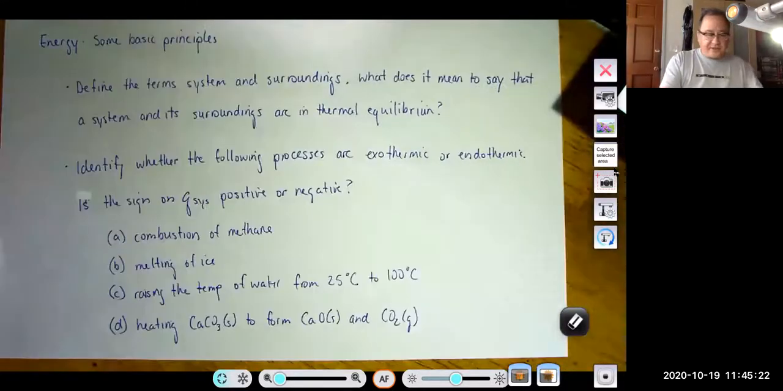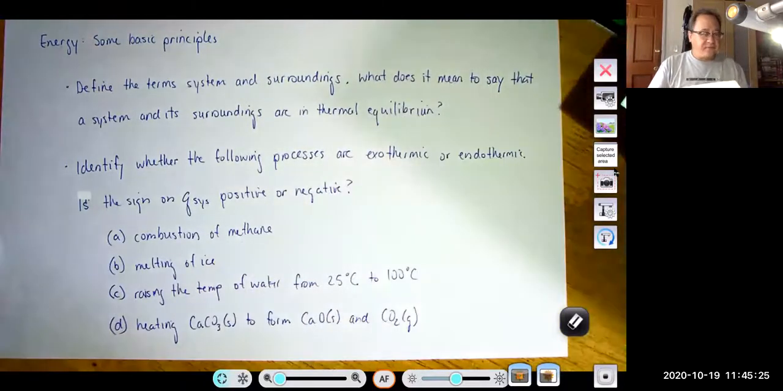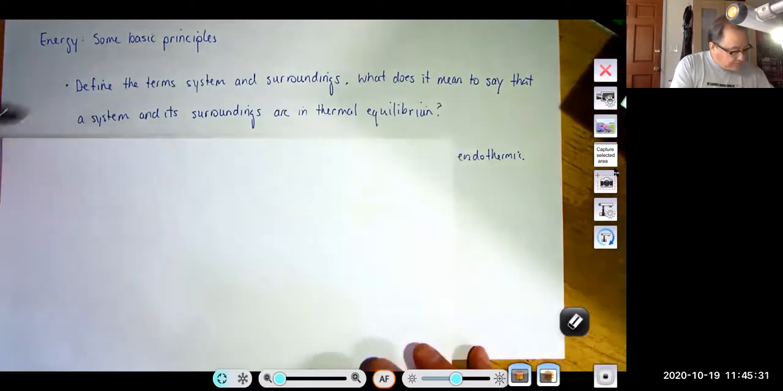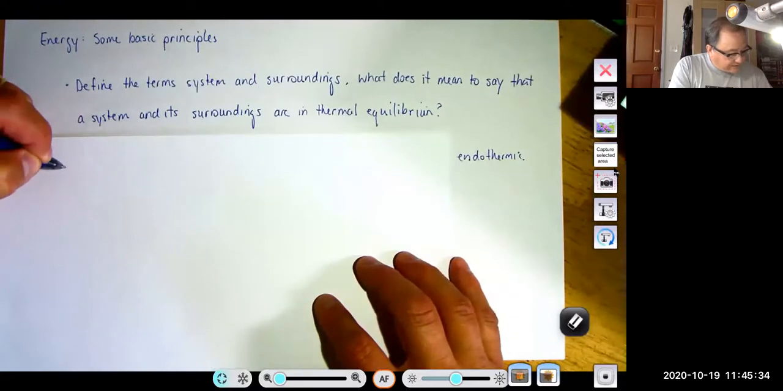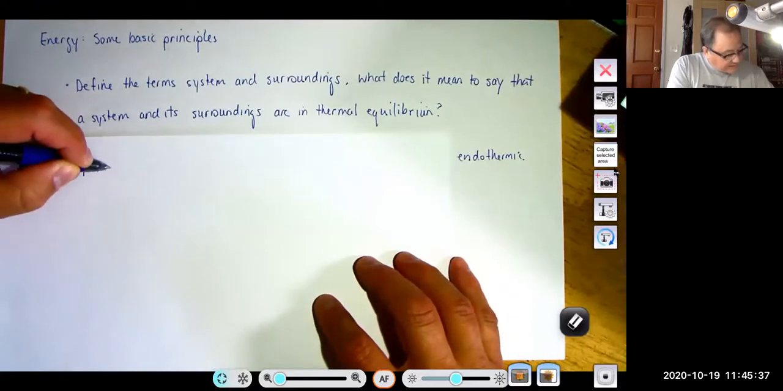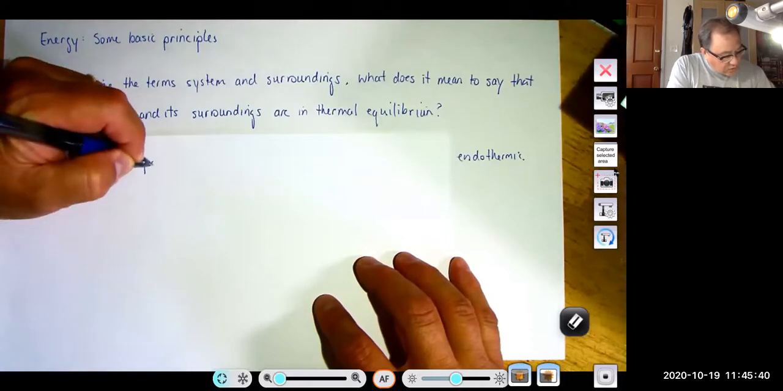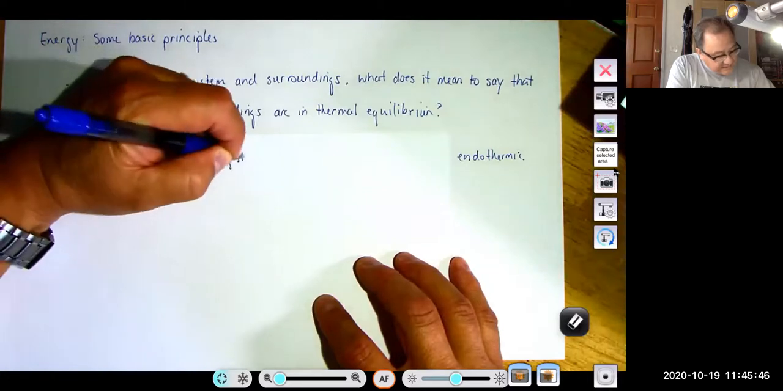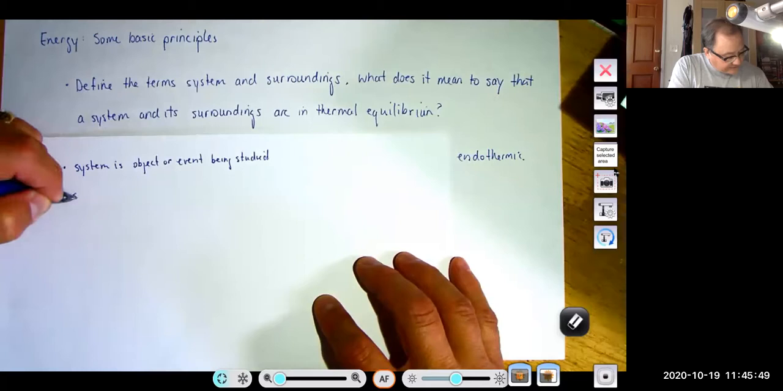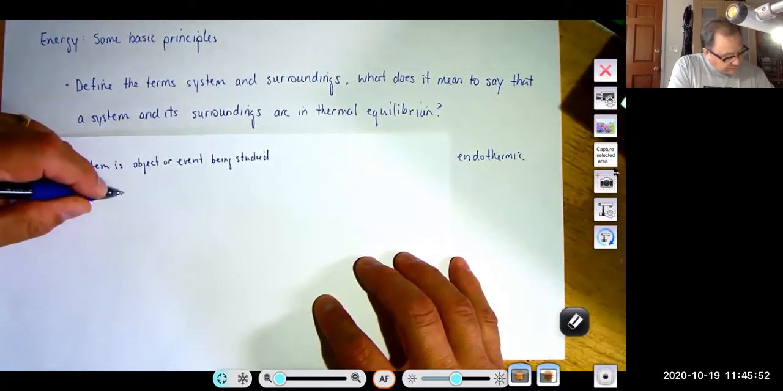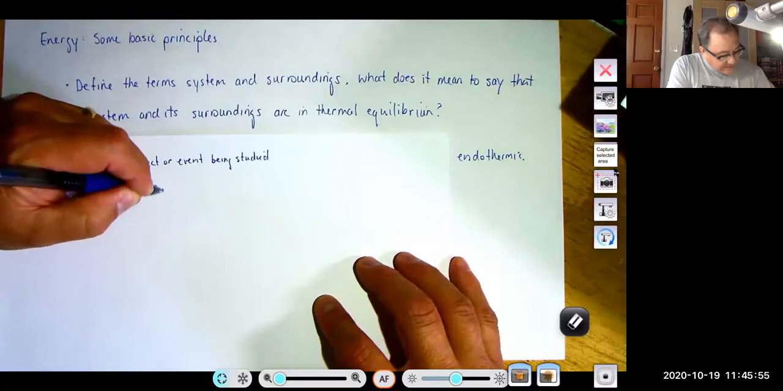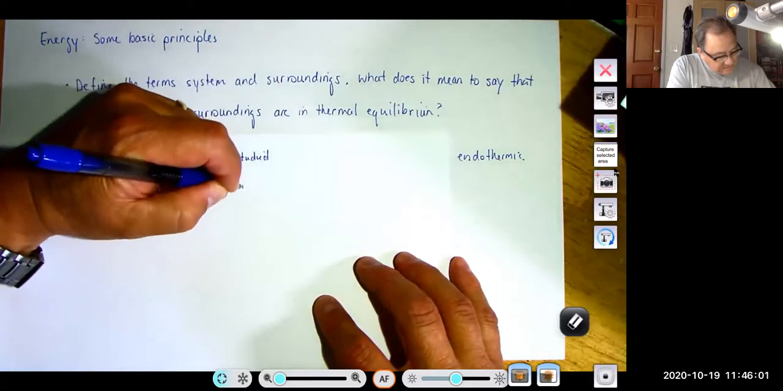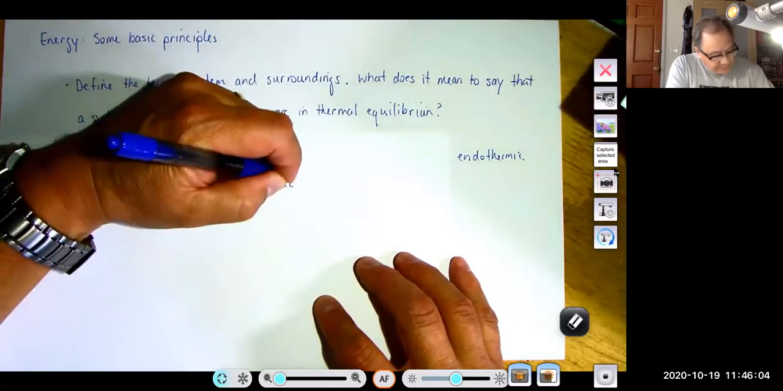Okay, so let's take a look at this right here. Some basic principles. First, let's define the terms system and the surroundings. So what are we going to say for that? Well, system is the object or event being studied. And the surroundings are those things in thermal contact with the system.